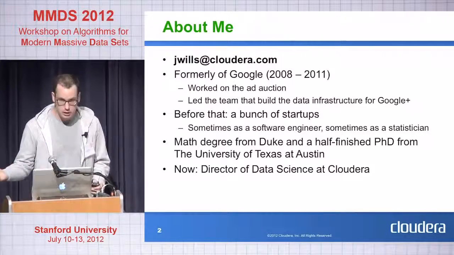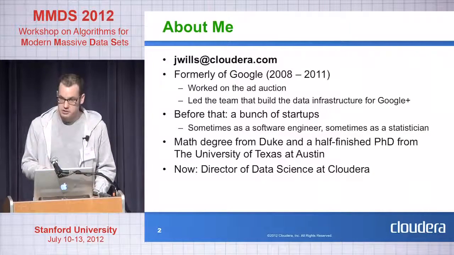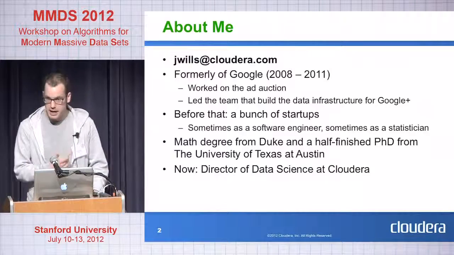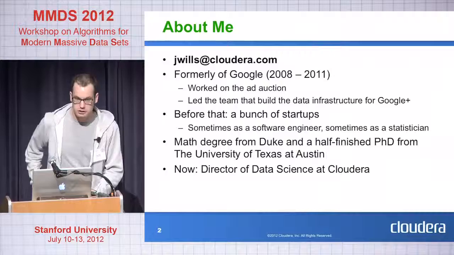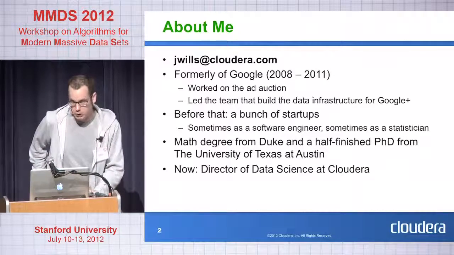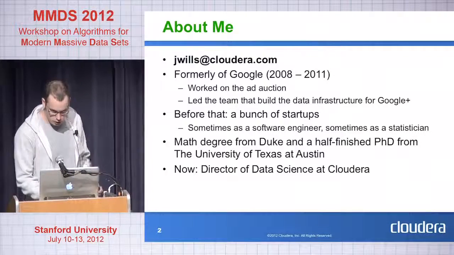Before my Google time, I spent a little bit of time as a software engineer, I spent a little bit of time as a statistician, and I studied math at Duke, and came awfully close to finishing my PhD at the University of Texas before I kind of came to my senses and got out of there.